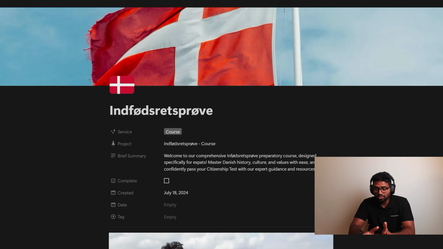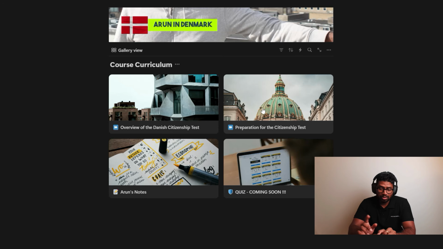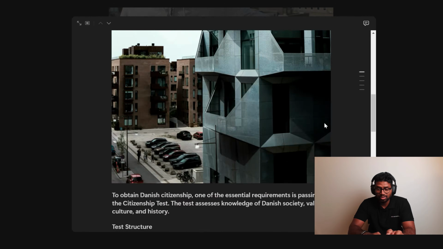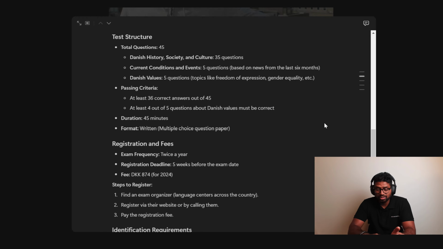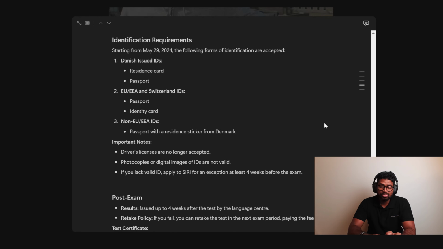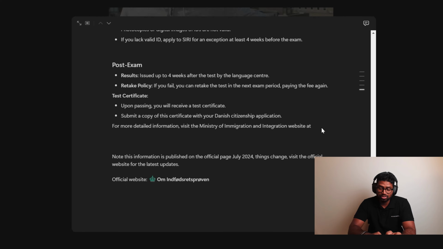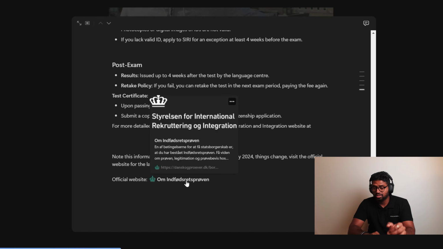So let's get started. The course or the material that I'm showing you right now is called Indfødsretsprøve. In Danish, it's Indfødsretsprøve. In English, it's the Danish citizenship exam. In this, I have divided the curriculum into 4 different parts. One being the minimum requirements or overview of the citizenship exam. You will see the exam structure, the passing criteria, registration fees, and also the requirements to apply, and important notes. And post-exam, the things that you should keep in mind.